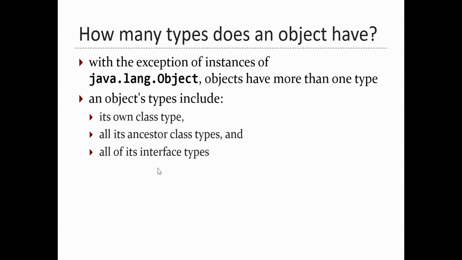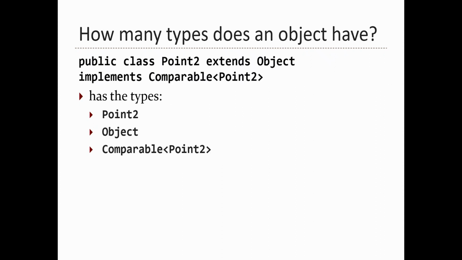All of the interfaces that your class implements are also part of its type. Do I have an example here? Yeah, here's an example. Here's our class Point2. Now we know Point2 extends Object, because everything extends Object in Java. And Point2 implements Comparable<Point2>. So the Point2 class actually has three types: the type Point2, the type Object, and the type Comparable<Point2>.